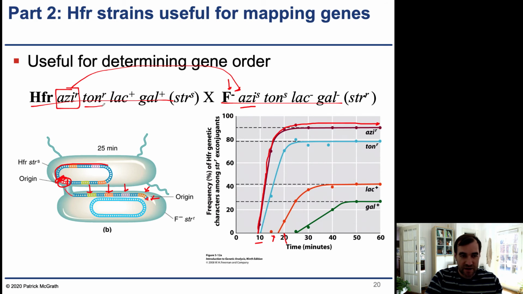The next one is TON, so it's resistant to TON, which is a bacteriophage. Initially the cell is sensitive to this phage, and then as time goes on, you start to see it exchange into a resistance. But again, you'll notice that it takes longer and it doesn't go up to the same level. Lactose is the next, and then finally the gal phenotype is the last one to exchange. These are two sugars. This cell is originally not able to grow on galactose or lactose, but eventually, due to the exchange, it receives the allele that allows it to grow on lactose and then galactose.